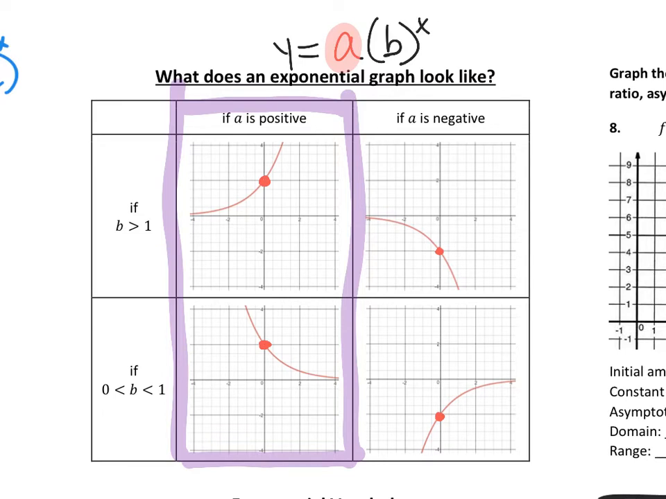But like I said, a being positive is way more typical of what's going to happen in real life. But it totally could happen that you have an a that is negative. The other thing we're going to look at is your b value, so the number in that parentheses.